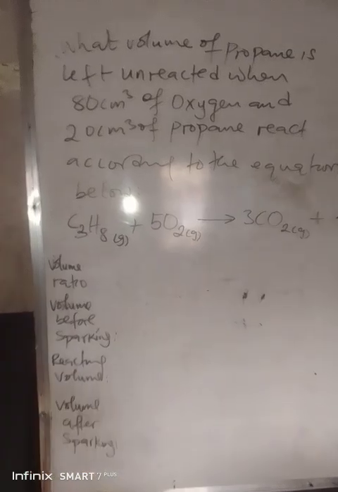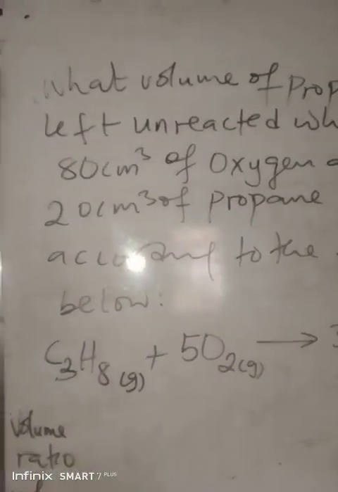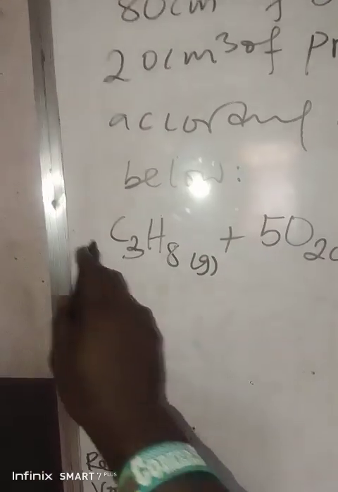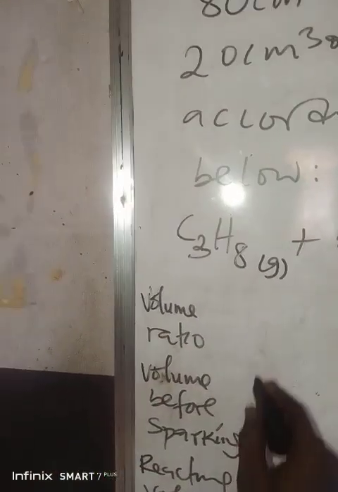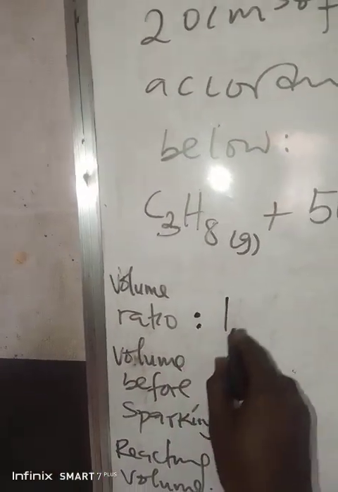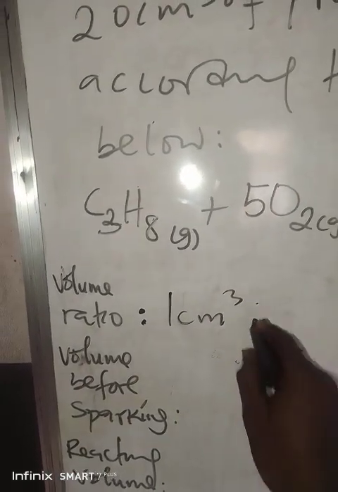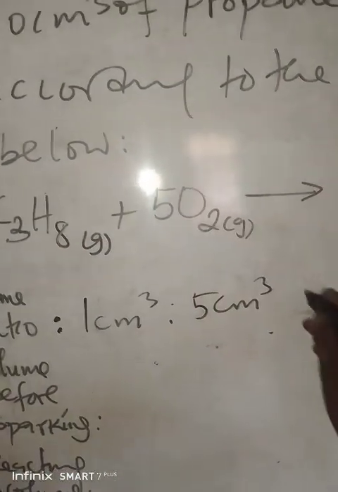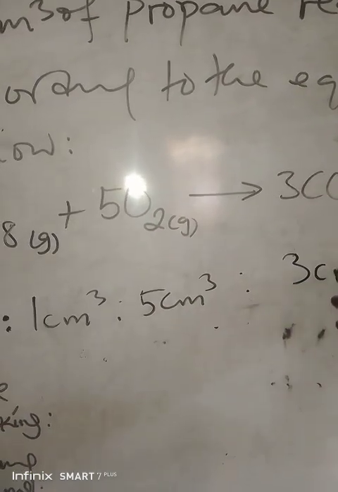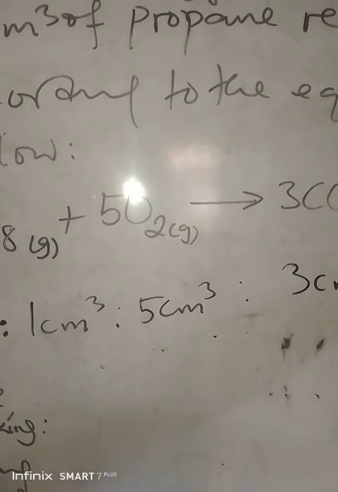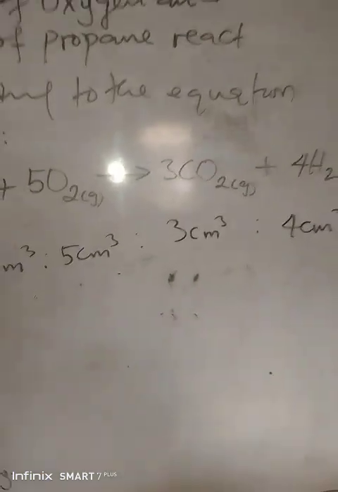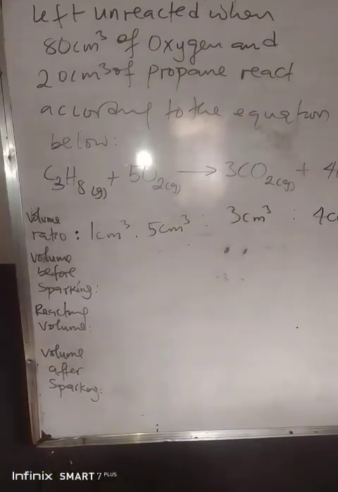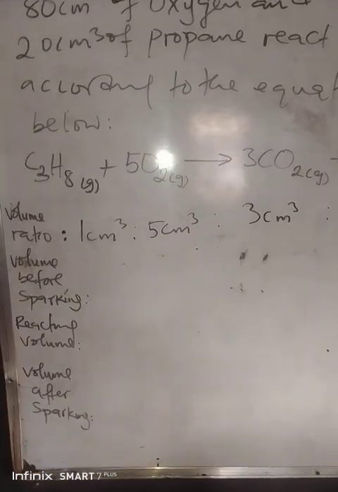It's simple. Now, what do we have here? What am I going to put here? Volume ratio now. What did they use to balance propane here? Nothing. That means the volume ratio here will be 1 cm³. Ratio, this is 5 cm³ of oxygen. Then ratio, 3 cm³ of carbon dioxide. Ratio, 4 cm³ of the steam.